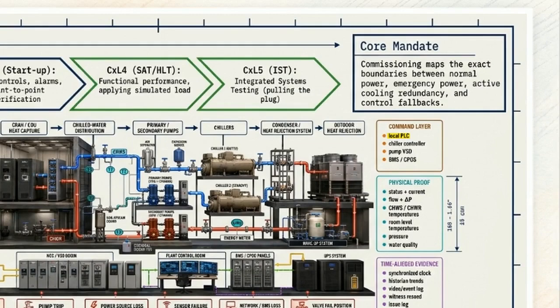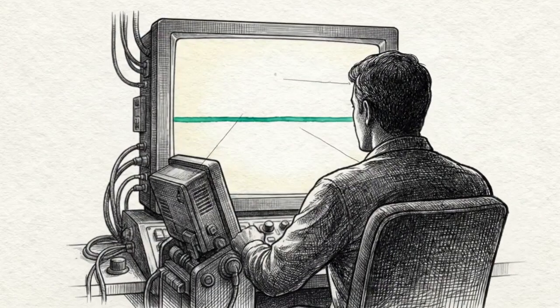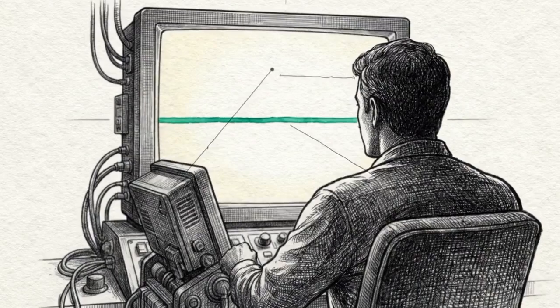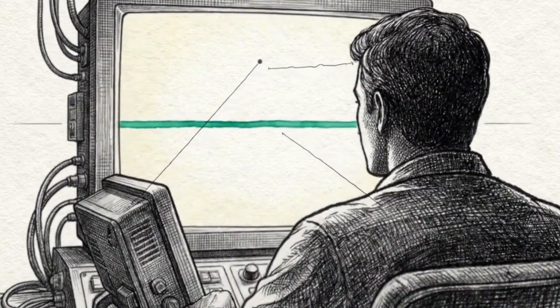Passing these tests requires time-aligned evidence. We use synchronized clocks across the facility to align historian trend logs, verifying exactly when a fault occurred, when the system reacted, and when thermal stabilization was fully restored. MVAC mastery is achieved when time-synchronized data proves your ecosystem autonomously recovers from catastrophic failure, maintaining the trackable heat lifecycle from end to end.